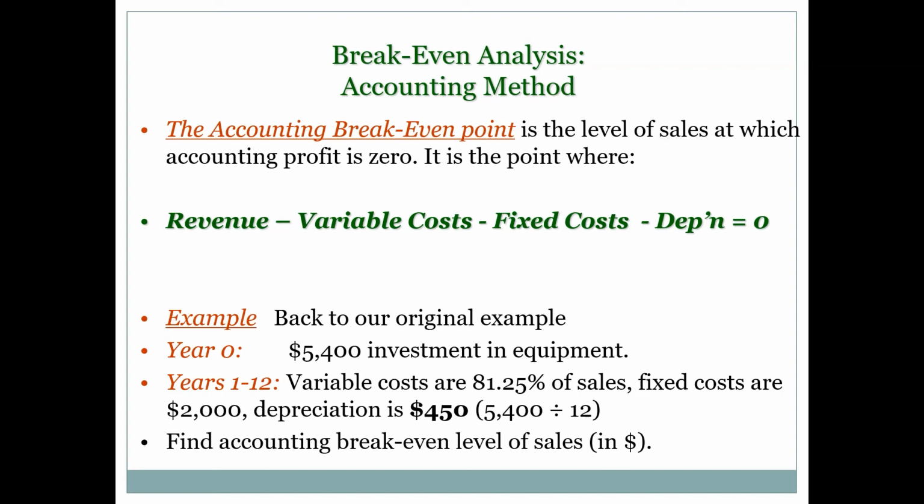And so to make it more tractable, let's jump back to our original example, the one that we documented in the Excel file. So we have an investment. We're going to need to make a $5.4 million investment in fixed assets. We've got variable cost of 81% of sales, fixed cost of $2 million, and depreciation. Now we're doing just straight line to zero depreciation here. 5.4 million divided by the 12 years of useful life of the project, $450,000 in depreciation. So we want to know the accounting break-even level of sales.